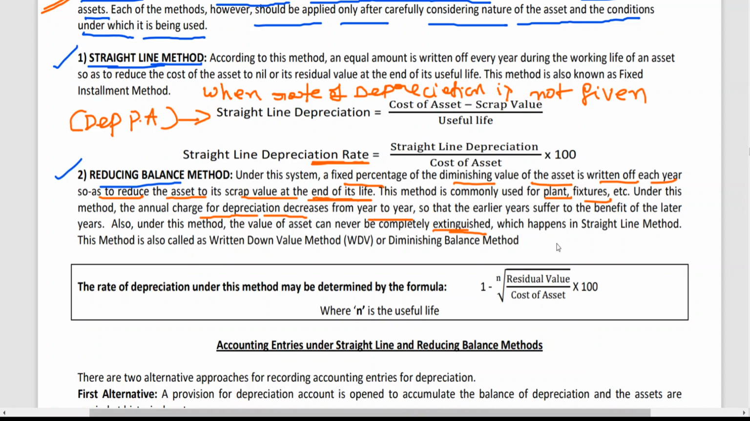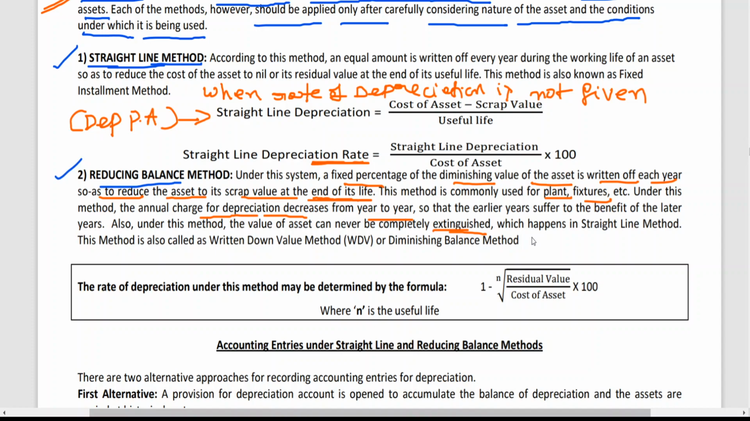Suppose 1 lakh is the cost of the asset excluding scrap value. 10% you calculate. After 10 years, value will become zero. But if you calculate under diminishing balance, 1 lakh at 10%, 10%, 10%, you will be left with some value. If you want, we can try. 1 lakh at 10%, calculate for 5 years. When you are calculating depreciation on that written down value, definitely you will get some value left, but the asset will never become zero. Clear to all of you?